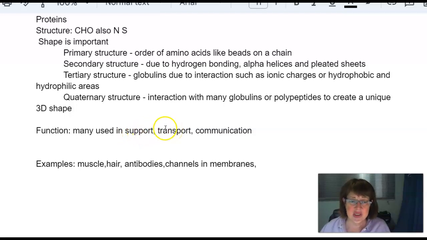So there's many things used for support, function, communication, energy activity. Examples are muscle and hair is a protein, antibodies, channels in your membranes, enzymes is another thing we'll look at later. So that's a bit of a summary. Take a second and make sure your note page is filled out. And then next, lipids.